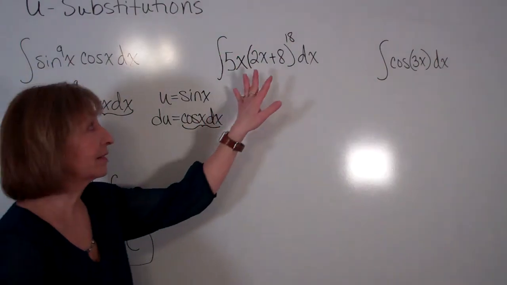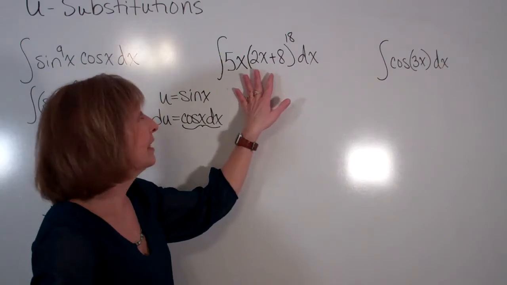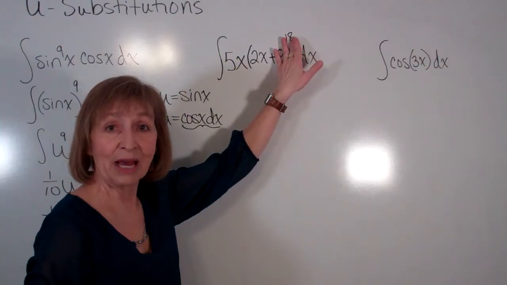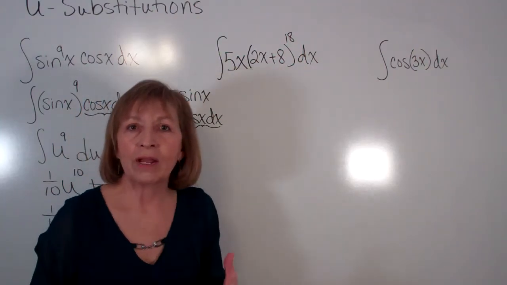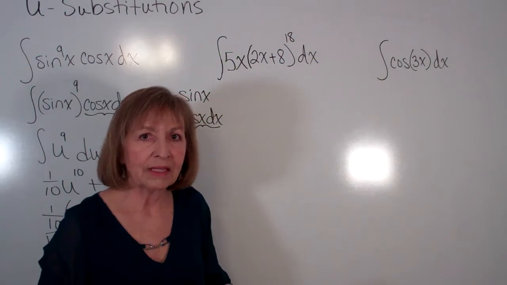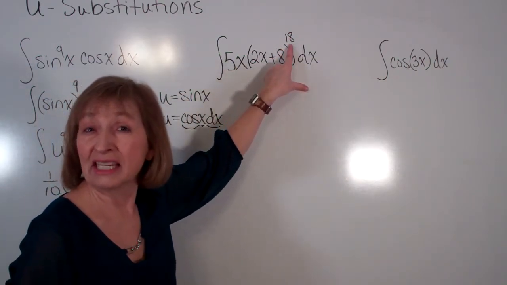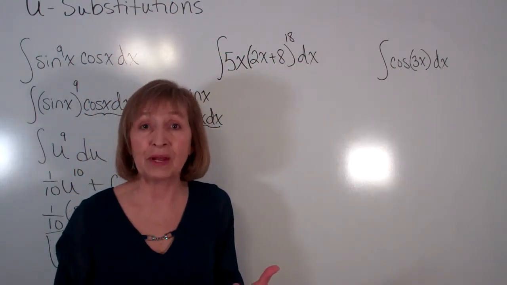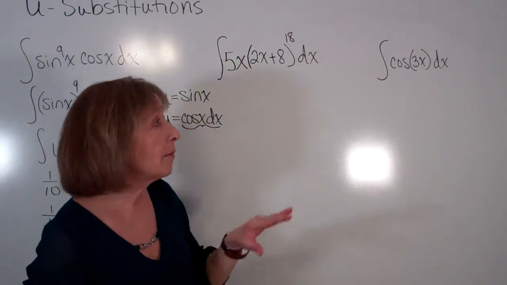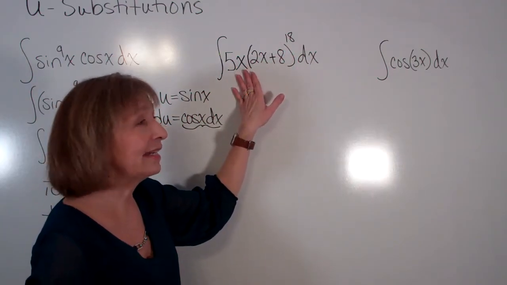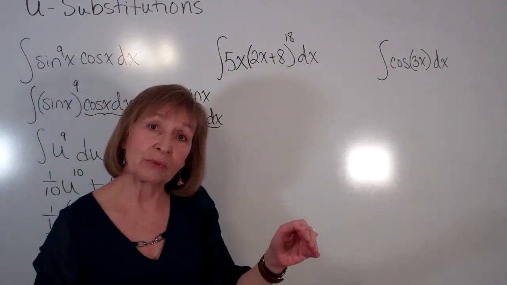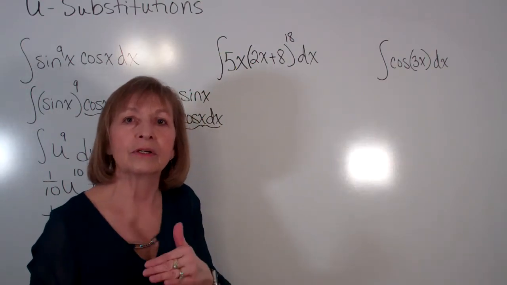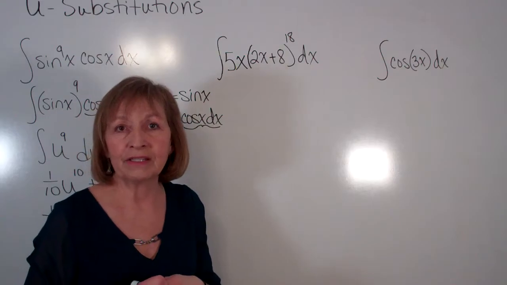Let's look at the next one. Here I have the integral of 5x times this 2x plus 8 to the 18th power dx. Now, if I had a problem that had a power of, say, 2 up there, I would probably square out that 2x plus 8, so multiply that all out and then multiply by the 5x through and integrate it term by term. We rewrote integrals that were like that in a previous video.